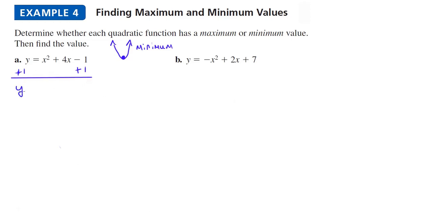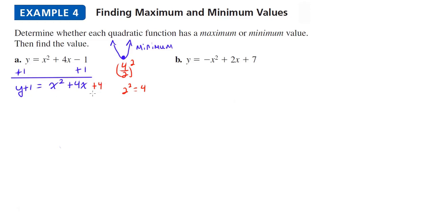So this gives us y plus 1 equals x squared plus 4x. And now we can add our c value. So let's take our b value, 4. We're going to divide it by 2 and square it. 4 divided by 2 is 2, and 2 squared is 4. So we're going to add 4.